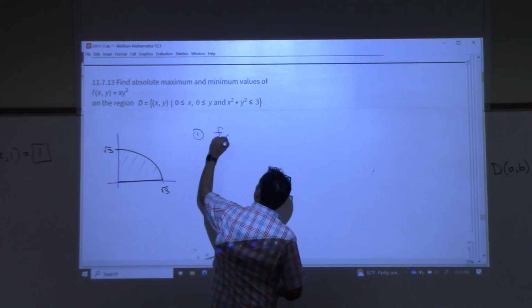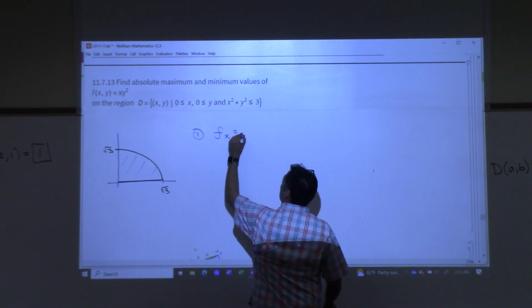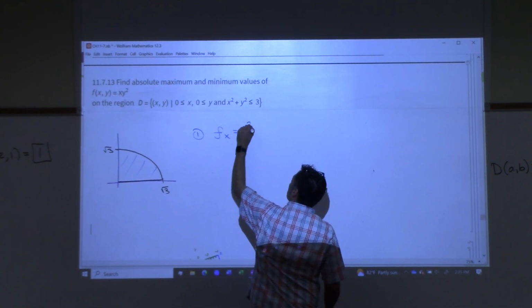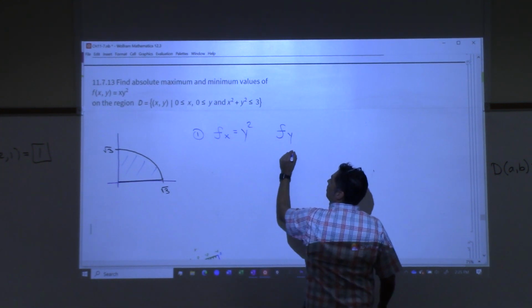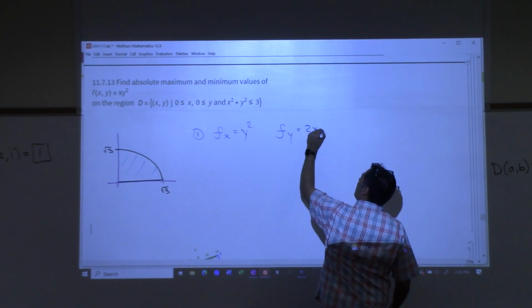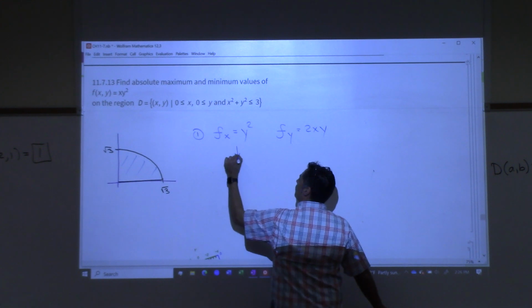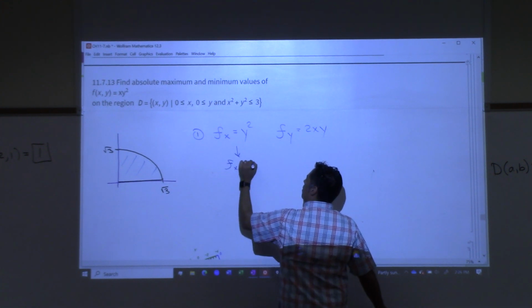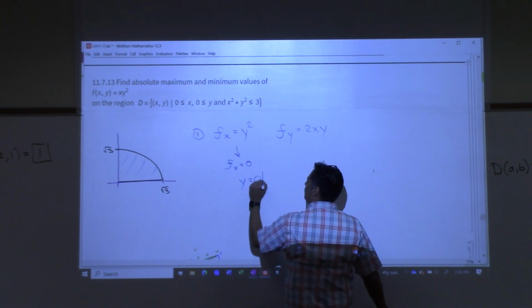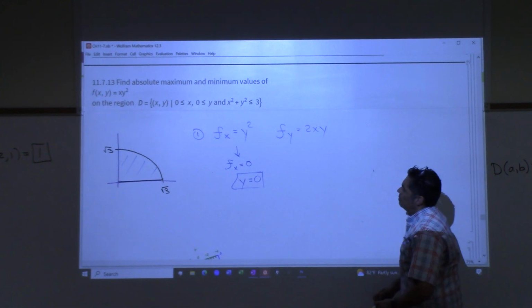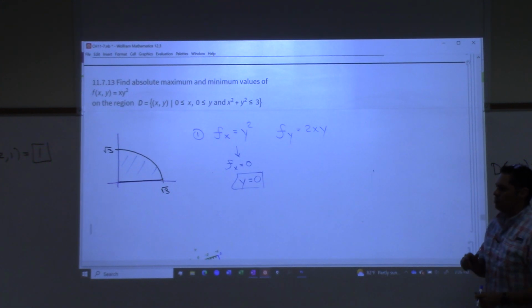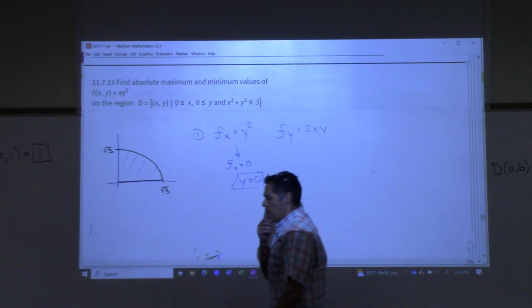What's the partial with respect to x? These are going to be real straightforward. Y squared. What's the partial with respect to y? 2xy, okay. This one, when you set it equal to 0, you only get one answer, right? Y is 0? Ooh, we haven't run into this before.